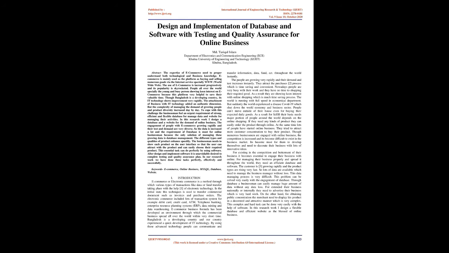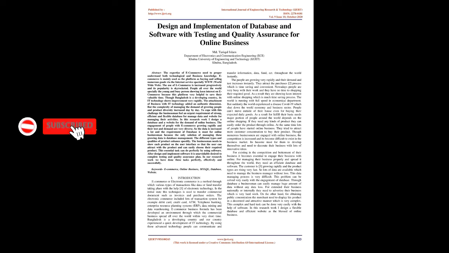Design and implementation of database and software with testing and quality assurance for online business. Abstract: the expertise of e-commerce needs proper understanding of both technological and business knowledge. E-commerce is mainly used as a platform for buying and selling numerous goods via internet service, especially the World Wide Web. The use of e-commerce is increasing progressively and its popularity has skyrocketed.